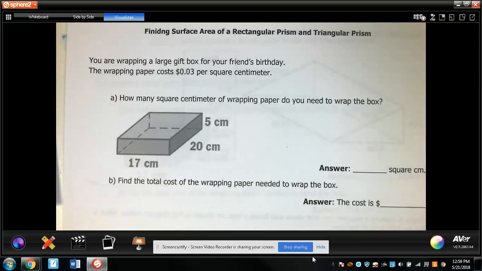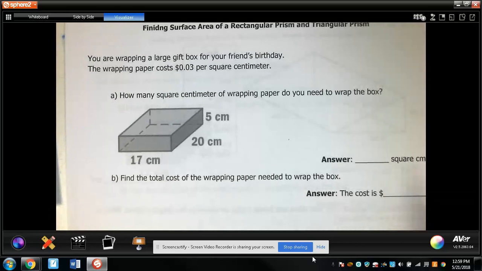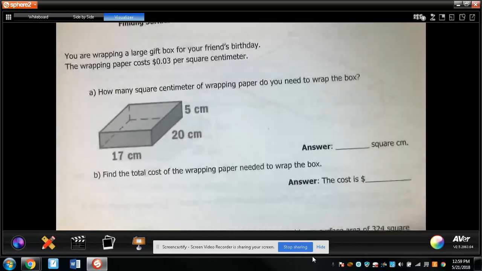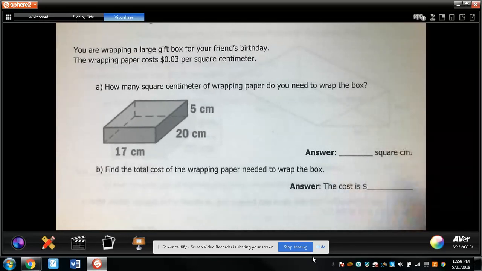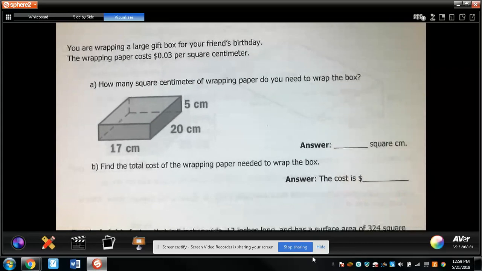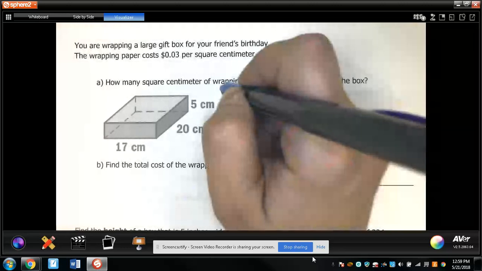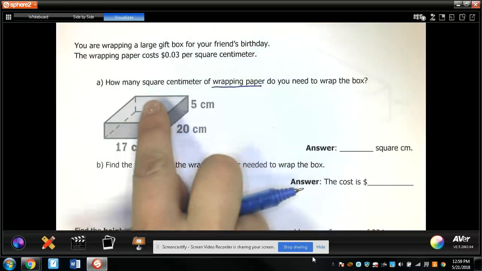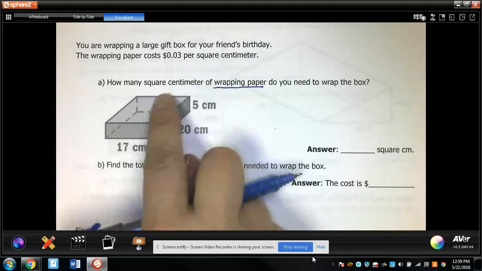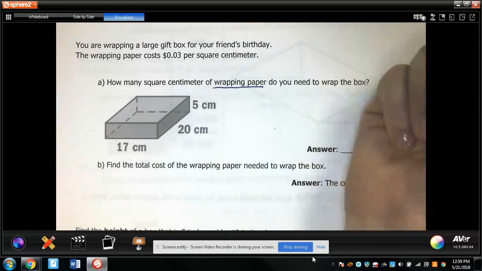You are wrapping a large gift box for your friend's birthday. The wrapping paper costs 3 cents per square centimeter. How many square centimeters of wrapping paper do you need to wrap the box? And find the total cost of wrapping paper needed to wrap the box. So wrapping paper is the surface on the outside of a box. So that means we're talking about surface area.